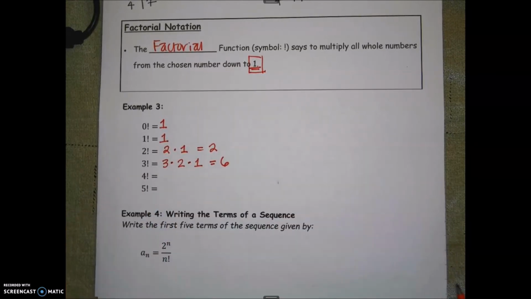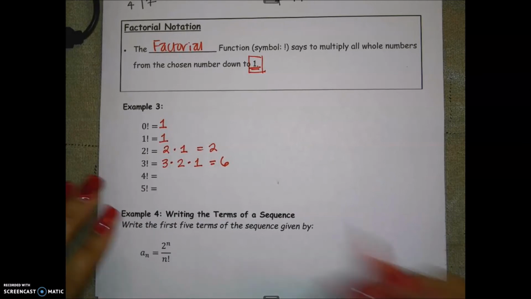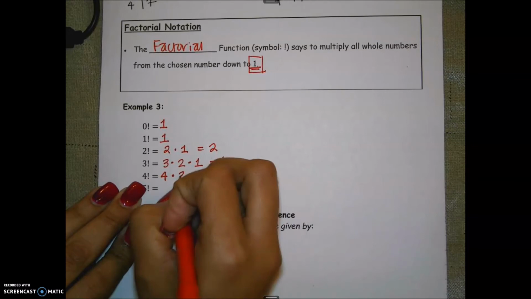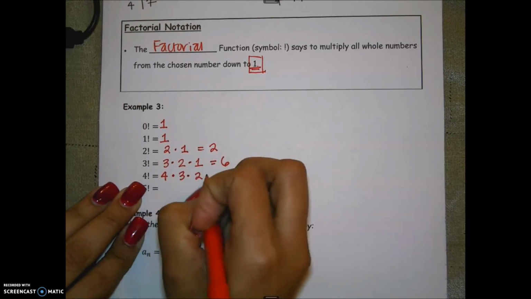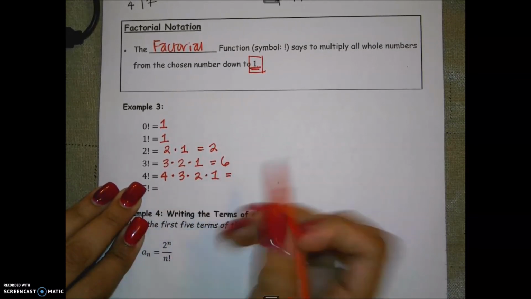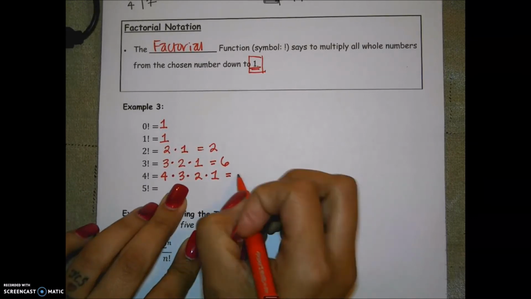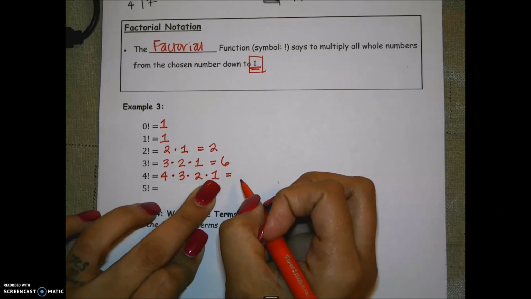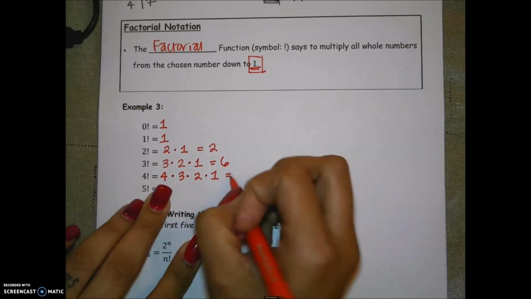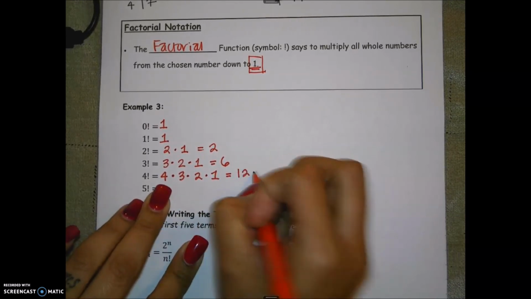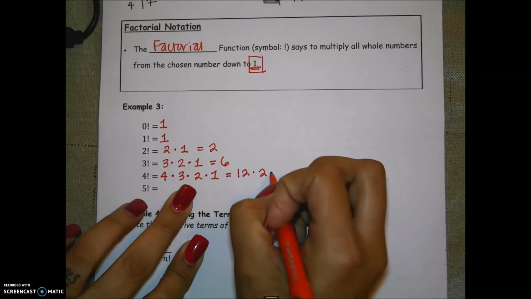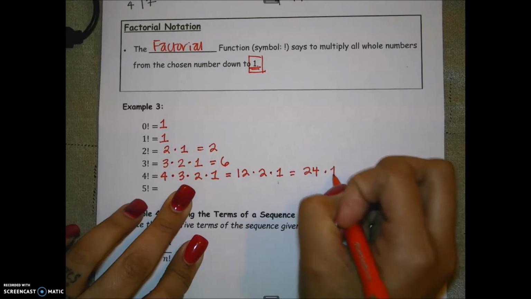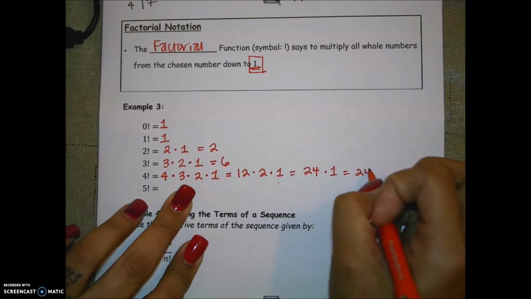Okay? Hopefully you're following. 4 factorial starts with 4, and then it keeps going. Times 3, times 2, times 1. All right, 4 times 3 is 12. 12 times 2 is 24. 24 times 1 is 24. So let me write this out. So 12 times 2 times 1. 12 times 2 is 24 times 1, and 24 times 1 is 24.